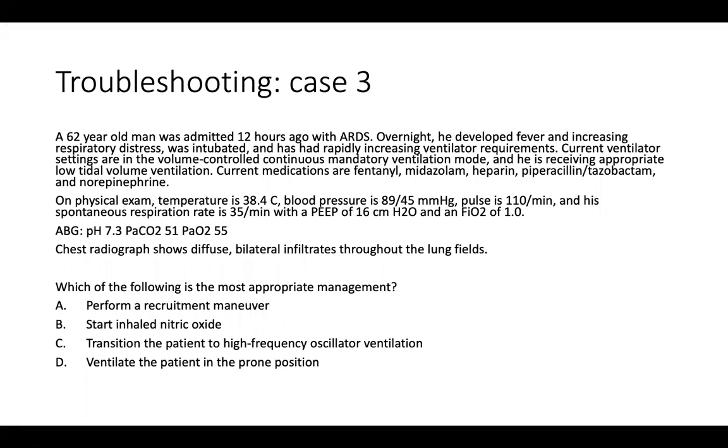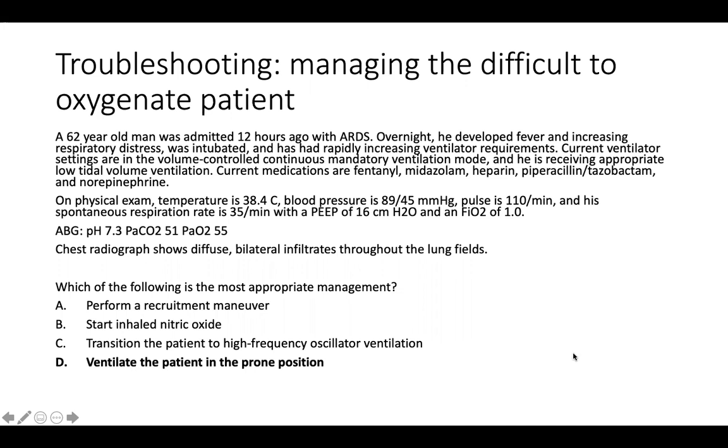There are a couple of seconds to finish up voting. Great, okay. So it looks like a couple of folks thought about performing a recruitment maneuver, and the overwhelming percentage of votes was for ventilating the patient in the prone position. And so the correct answer to this question is to ventilate the patient in the prone position.